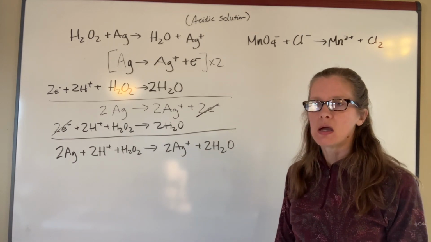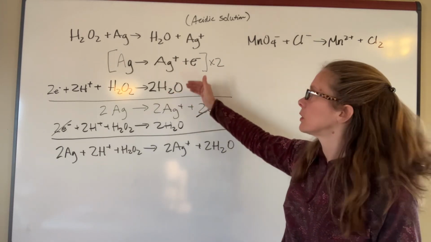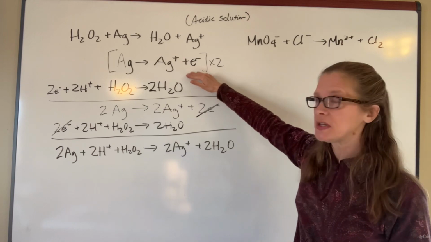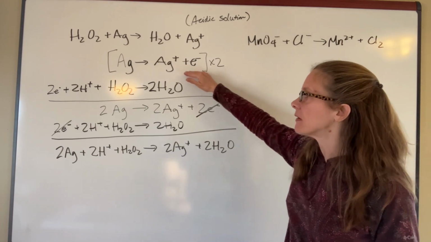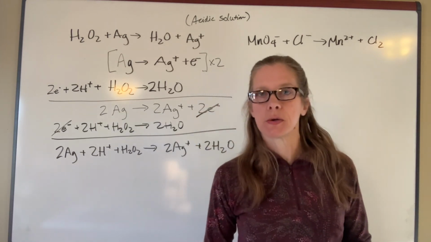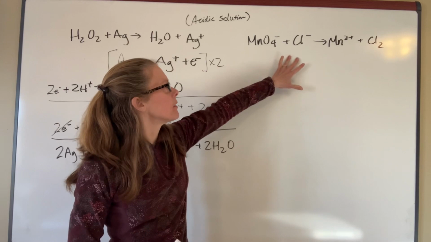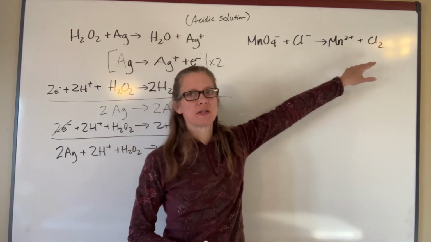Okay? So overall, we're starting with the half reactions like we did before, but I'm now going to be adding waters and hydrogen ions in order to get everything else balanced. Okay, let's try another one. MnO4 minus plus Cl minus yields Mn2 plus Cl2.